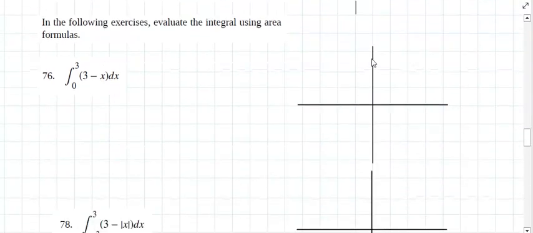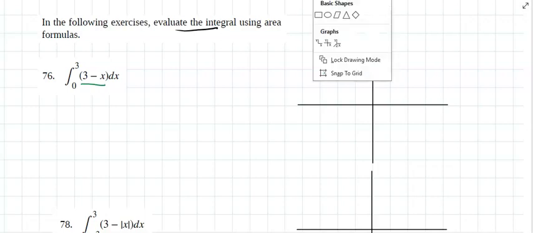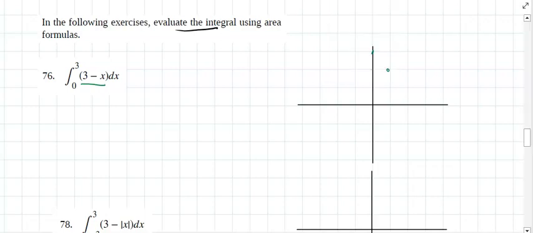Alright, and here in the following exercise, evaluate using, okay, again, it says evaluate the integral. The answer could be positive or negative. Well, how are we going to do this? We're going to graph these. Y equals 3 minus x, so you start at 3. You rise 1 down, 1 to the right. The line is infinite, but I am concentrating only from 0 to 3.